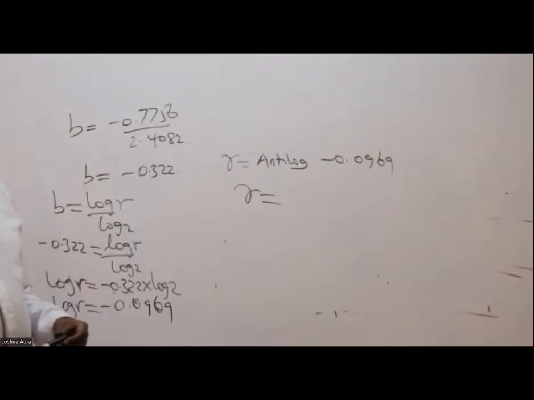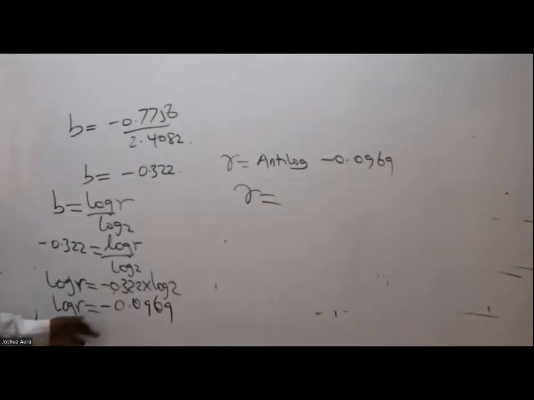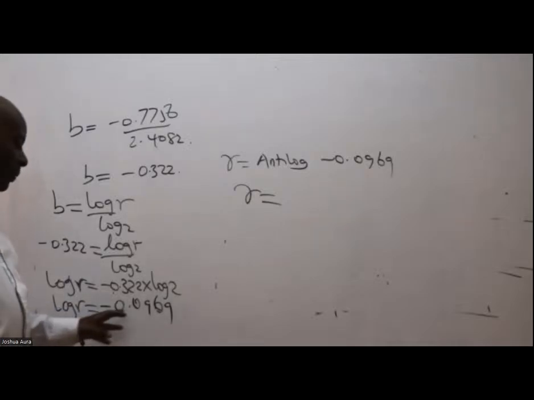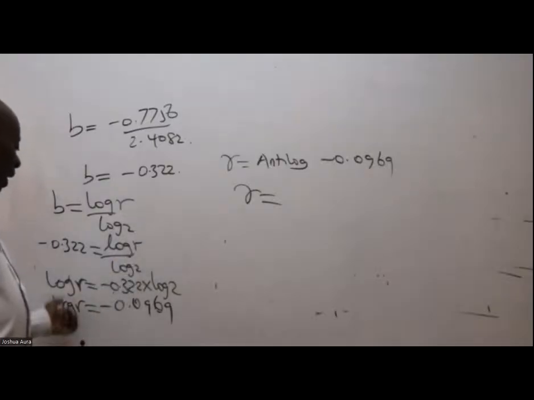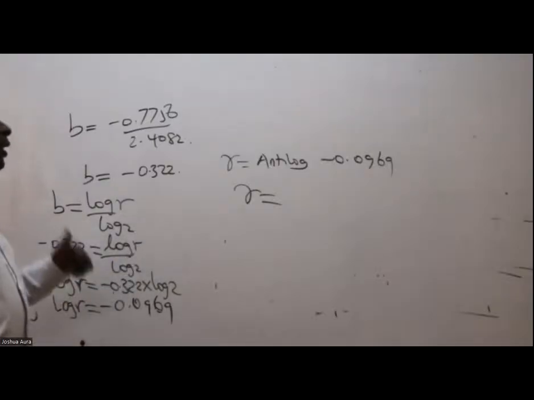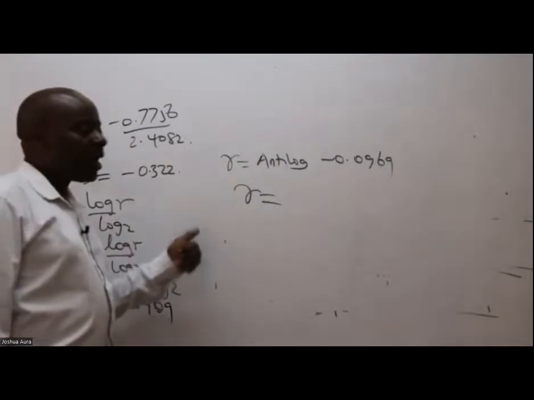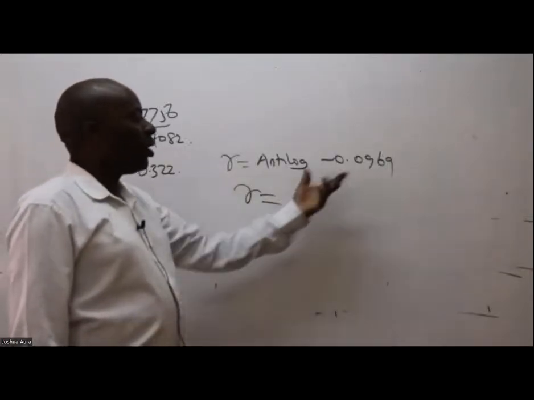Okay, Eric, at last where we left this thing was here, right? So then we have log R equals this. Eric, you can confirm this times this, right? You'll be able to get negative 0.0969. And remember, at the end of the day, what you want is R. So this log has to cross over. When it crosses over, it becomes an antilog. So my R will be equal to antilog of this number.